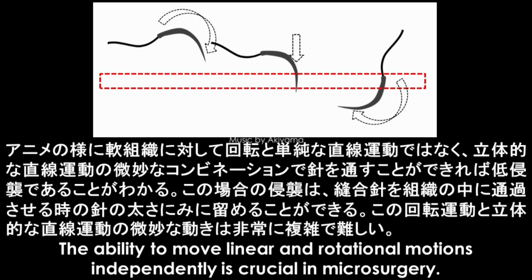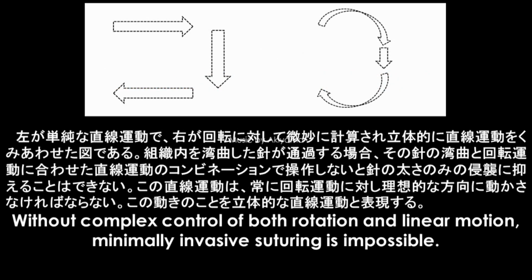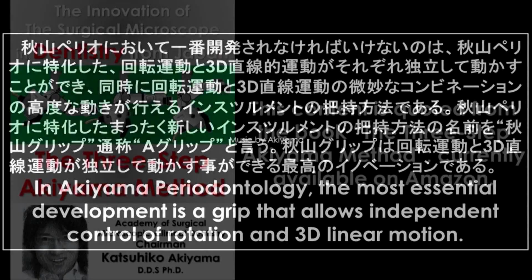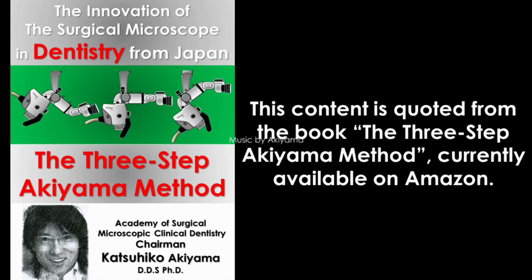The ability to move linear and rotational motions independently is crucial in microsurgery. Without complex control of both rotation and linear motion, minimally invasive suturing is impossible. In Akiyama periodontology, the most essential development is a grip that allows independent control of rotation and 3D linear motion. This content is quoted from the book, The Three-Step Akiyama Method, currently available on Amazon.